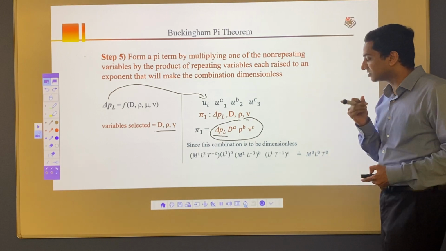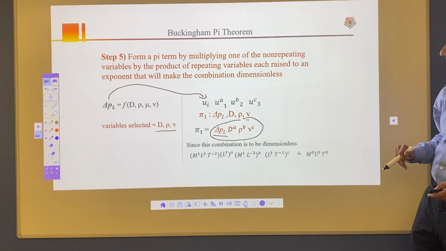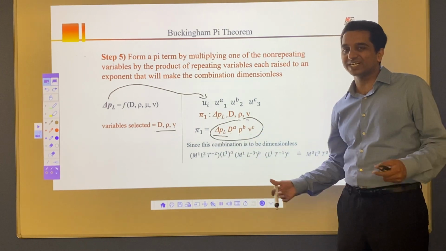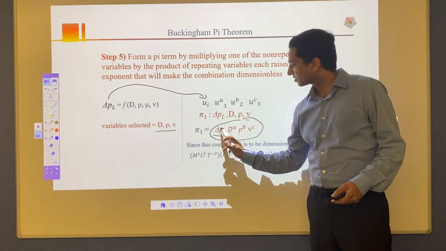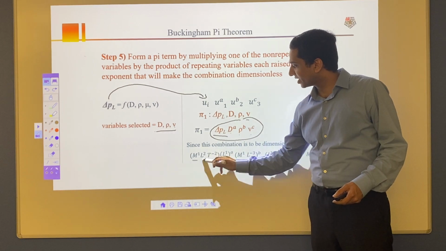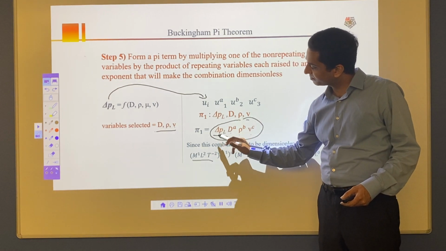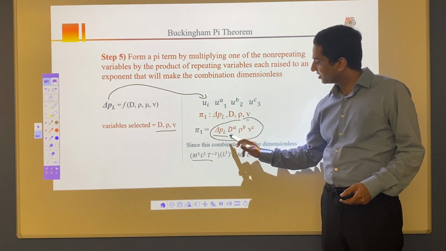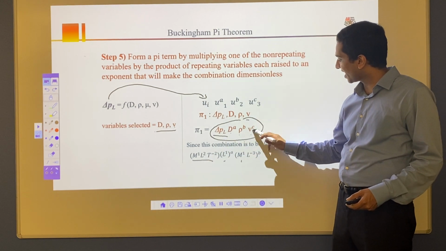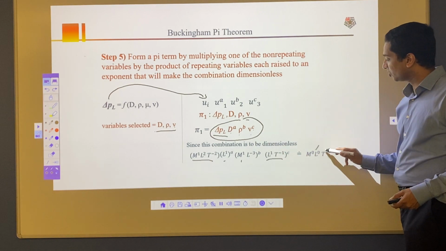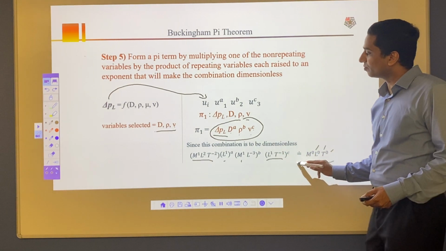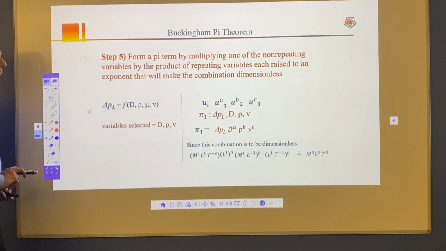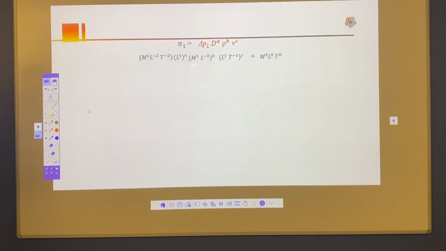So for that, since the combination has to be dimensionless, I'm going to write down this in terms of the basic dimensions that we did in step 2. So for density, I'm going to write down like this. For the pressure drop per unit length, like this. Here I have diameter, I have density, and I have velocity, equal to 0, 0, 0. It means that I have to make this one dimensionless.